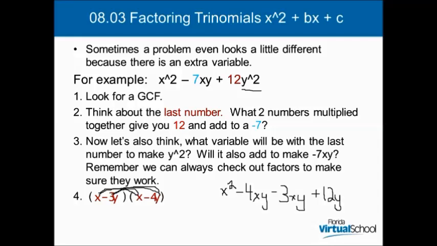Our last step is just to simplify and combine those like terms, which in this case are our middle terms. So we'll rewrite our x squared, combine our common terms in the middle, which would be -7xy, when we combine our -4xy and our -3xy, and then we'll keep our last term of 12y squared the same.